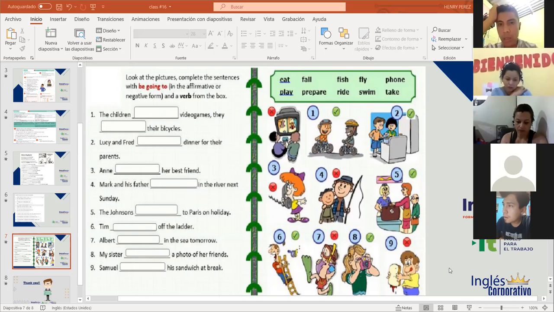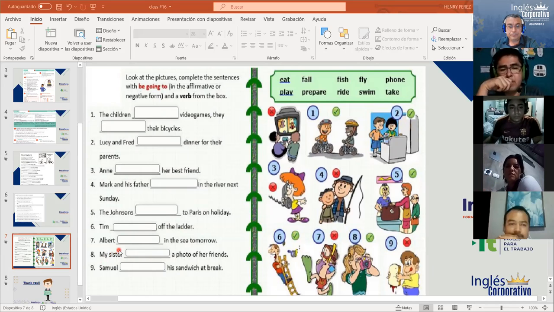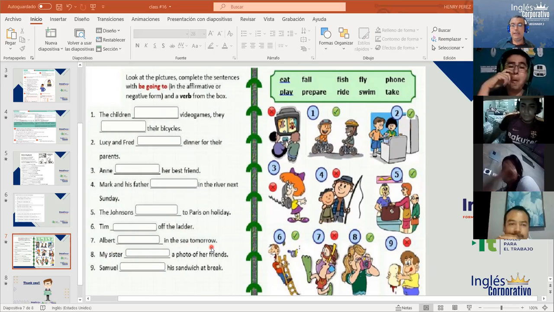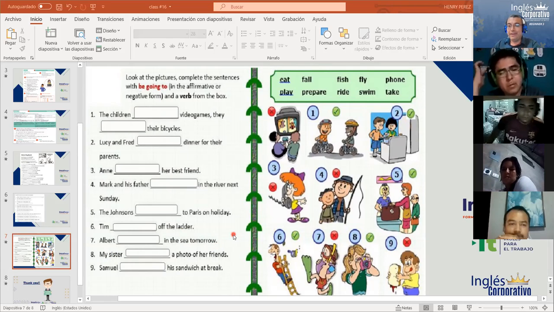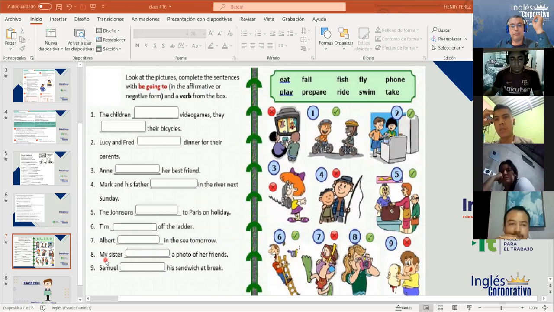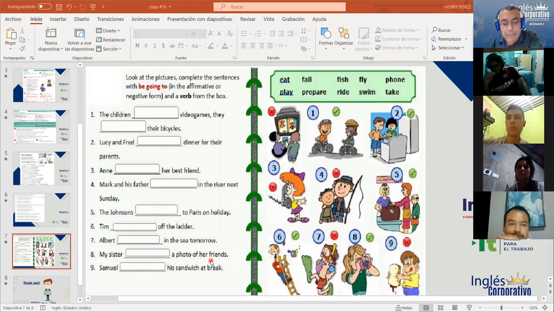Okay. Albert is not going to swim in the sea tomorrow. Okay, very good. Albert is not going to swim in the sea tomorrow. Yes, that is correct. Perfect. Good job. Thank you for your participation. Juan Jose, teacher. Okay, thank you. My sister is going to take a photo of her friends. Photo. Of her friends, yes. All right, much better.